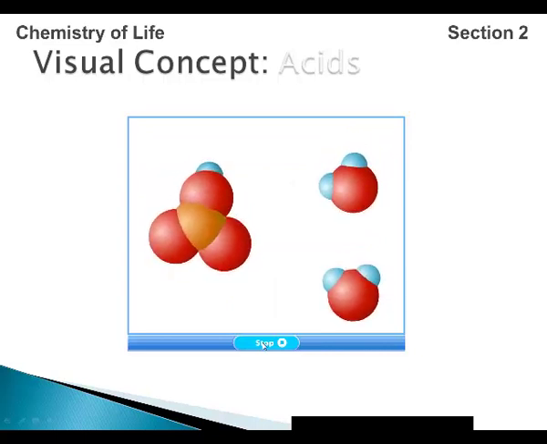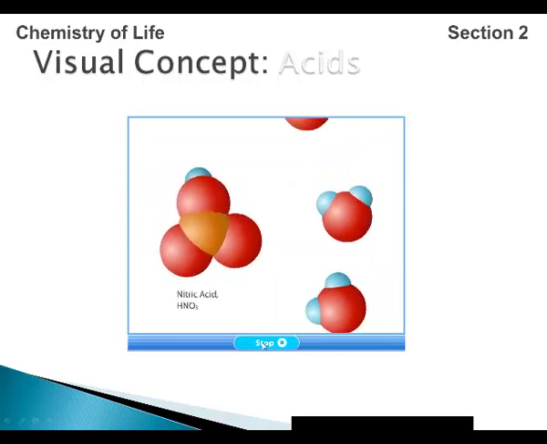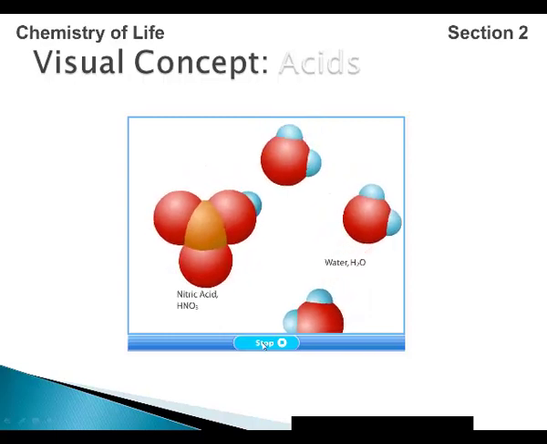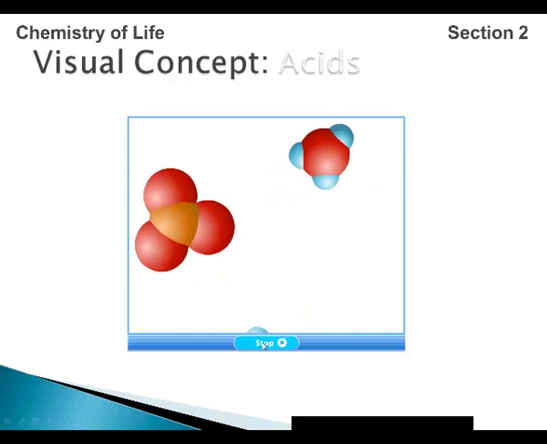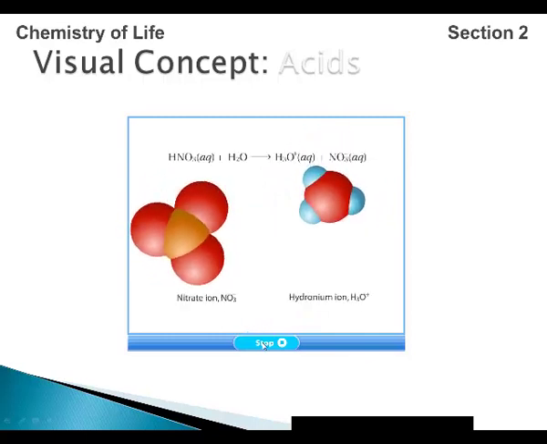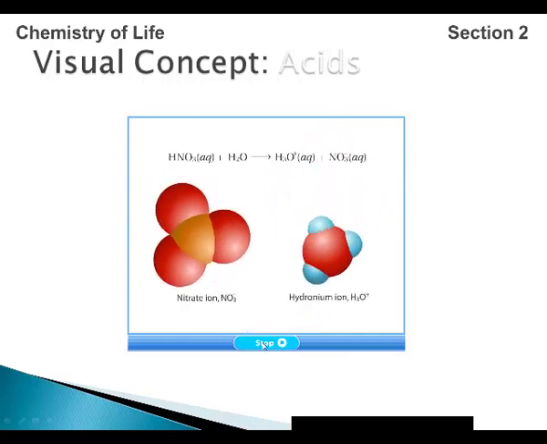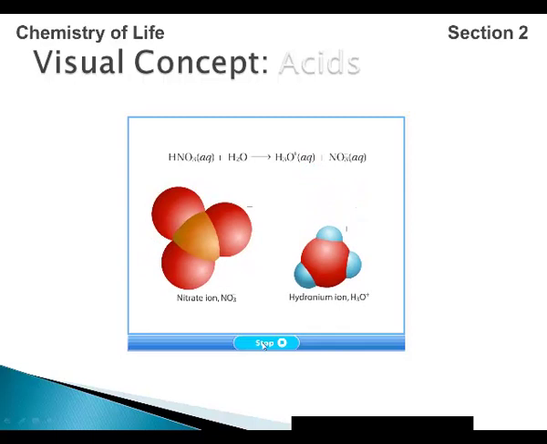Hydronium ions are formed when an acid such as nitric acid reacts with water. In a water solution, this hydrogen ion frequently joins with a water molecule. The result is a hydronium ion, with oxygen bonded to 3 hydrogen atoms and a positive charge.